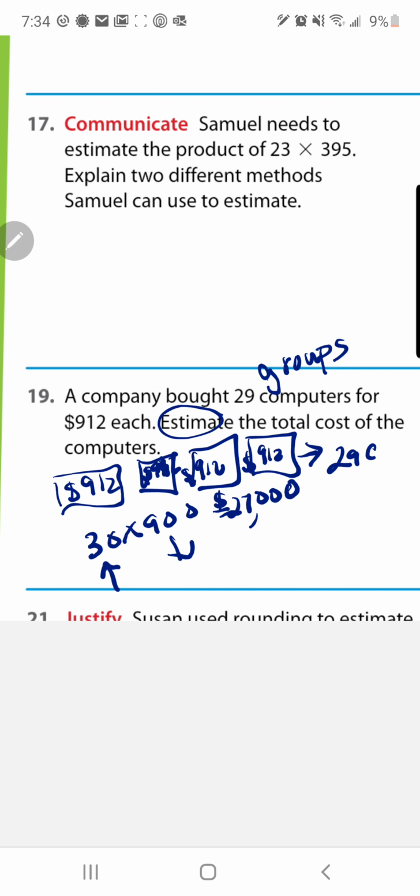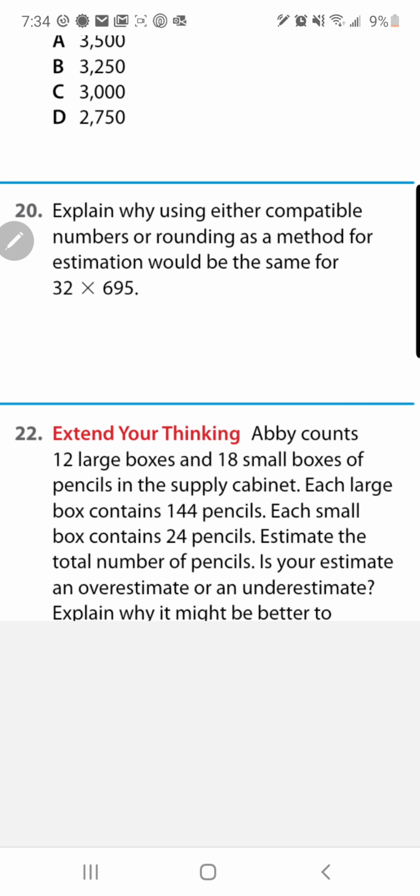All right, let's go on to 20. Number 20 says explain why using either compatible numbers or rounding as a method for estimation would be the same for 32 times 692. I'm just going to give it to you. Either way, you can try and round them. You're still going to end up with 32 rounded to 30. And then 695, you're going to end up rounding that off to 700. Now, that would be rounding, right?